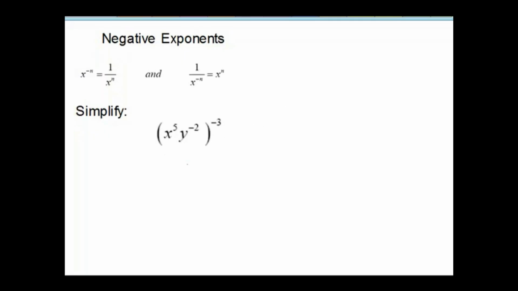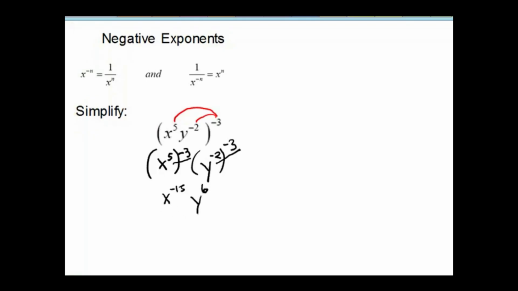For this example, I can use my product to a power rule. So we're going to take this exponent and apply it to each piece of the product. So we have x to the fifth to the negative third, and we have y to the negative second to the negative third. And remember, power to a power, keep the base and multiply the exponents. So I get x to the negative 15. And on the y, notice you have two negatives. That's going to give you y to the positive 6.